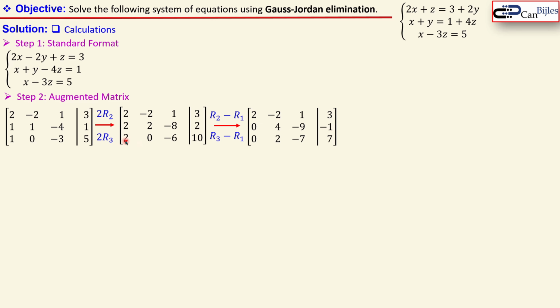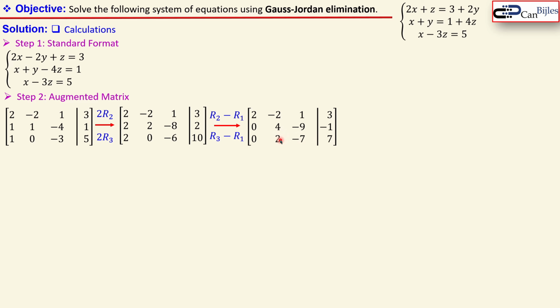For the third row, in a similar case, 2 minus 2 is 0, 0 minus 2, that's actually plus 2, and minus 6 minus 1 is minus 7, and 10 minus 3 is 7. This is now what we have. Now, the next step is, in order to make this 0, I need to double this.